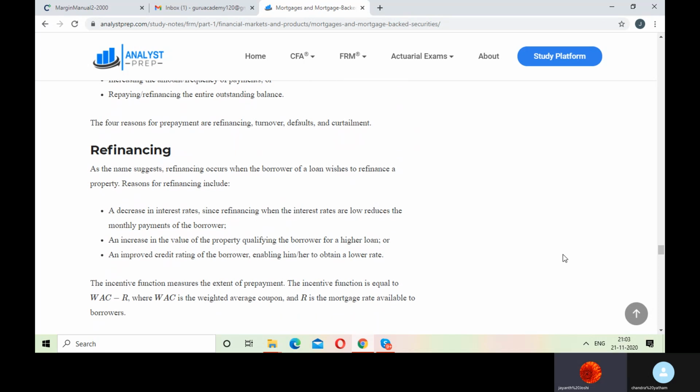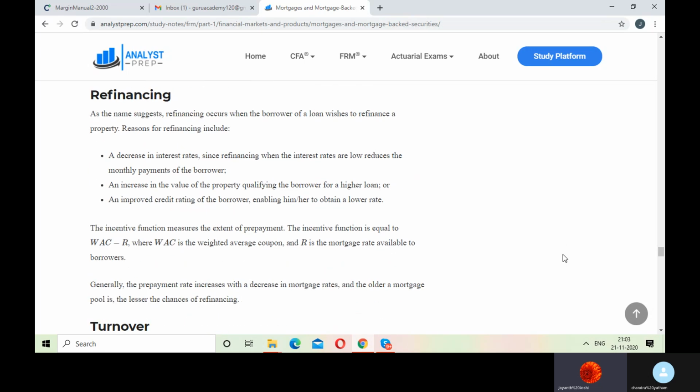So prepayment, why do people do it? Because they get a good refinance from another bank, or they have good turnover, like good sales in their business. They are generating good cash inflows, and they don't want any kind of default in the future. That means they think the future is risky, or they want to curtail their loan tenor, or they want to get rid of this loan. I explained what refinancing is, so I need not explain.